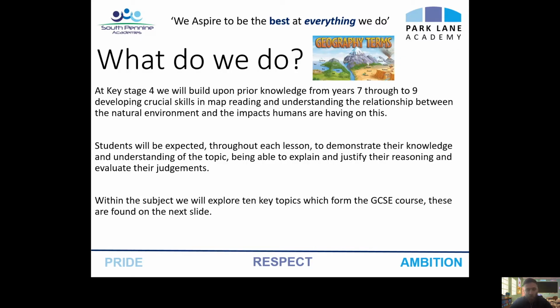Okay, so what do we do? What do we look at? At Key Stage 4, we will build upon the prior knowledge from Year 7 through to Year 9, developing crucial skills in map reading and understanding the relationship between the natural environment and the impacts humans are having on this. As students, you'll be expected throughout each lesson to demonstrate your knowledge and understanding of the topic, being able to explain and justify your reasoning and evaluate your judgments. Within the subject, we will explore 10 key topics which form the GCSE course. These are going to be shown on the next slide.